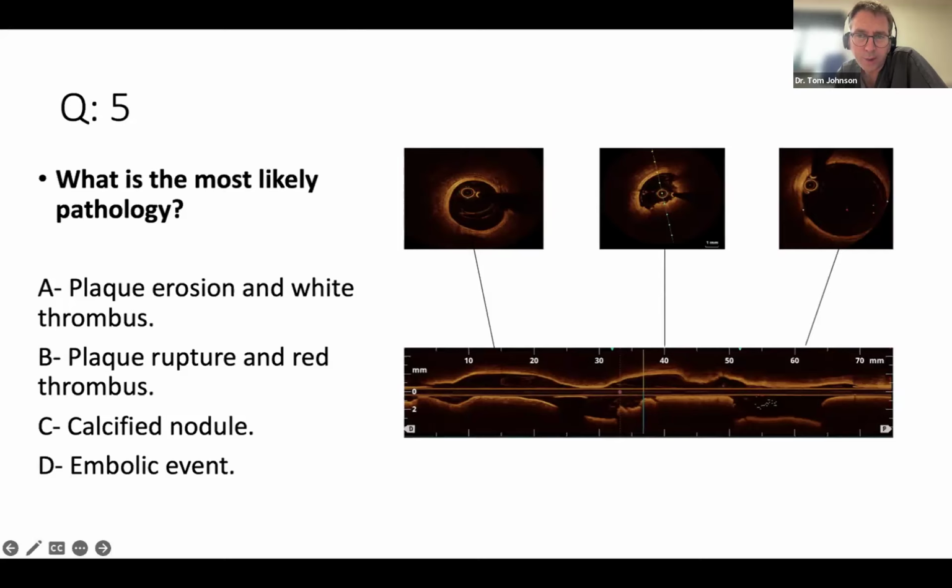So although it might at first glance look like it may be a kind of attenuating lipidic tissue, it's just that you've lost some of the signal simply because of the distance of the catheter from the vessel wall. So that to me looks like a healthy margin. And then similarly at the top end, you're actually at the outer limit of what OCT can do.